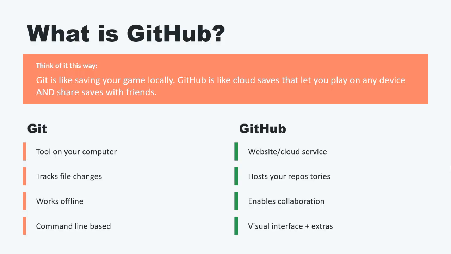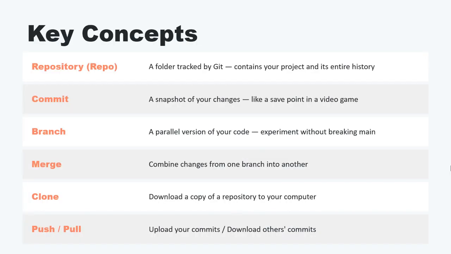So Git works on your computer locally. It tracks your file changes locally, works offline, and is CLI based. GitHub is a website slash cloud service. It hosts your repos and others' repos, and enables collaboration. You can use the CLI, but it also has a pretty UI.